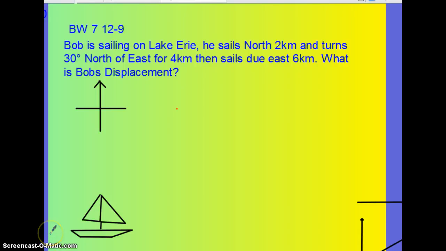Alright, for bell work, you're going to read the problem and work on it for a few minutes, and then we'll go over it together here. Bob is sailing on Lake Erie. He sails 2 kilometers north, turns 30 degrees north of east. Now that right there represents the biggest problem you're going to have in the whole problem. 4 kilometers, then he sails due east 6 kilometers. What is his displacement? First thing you need to do is construct a drawing.